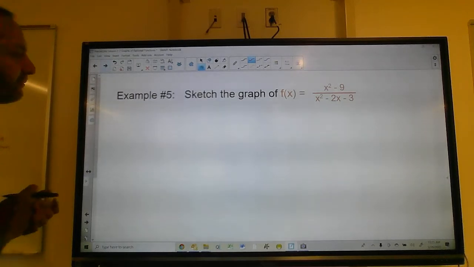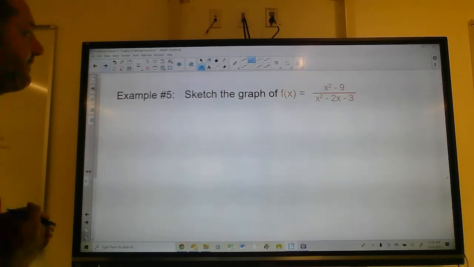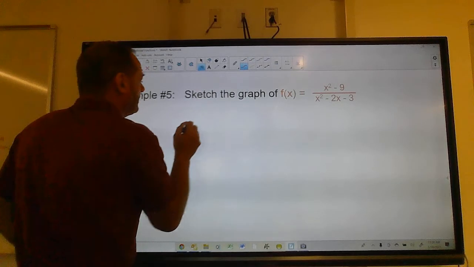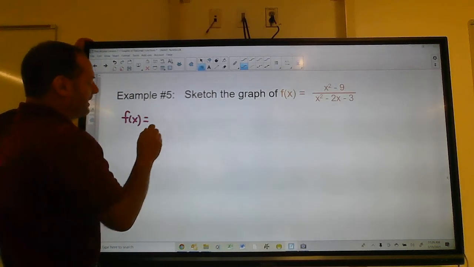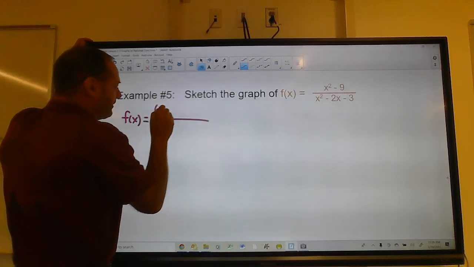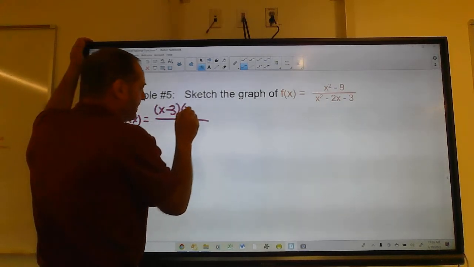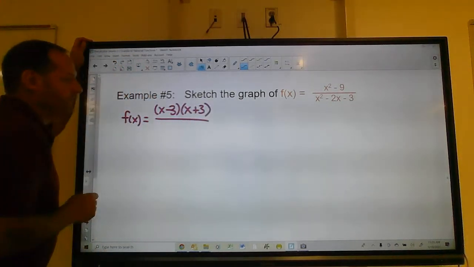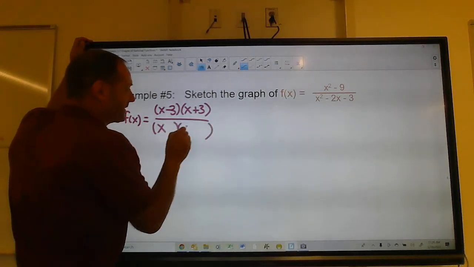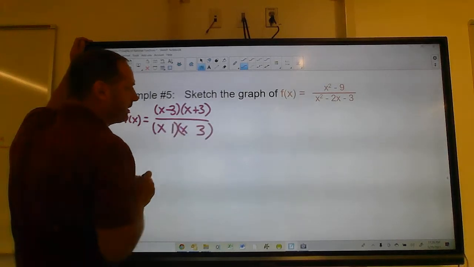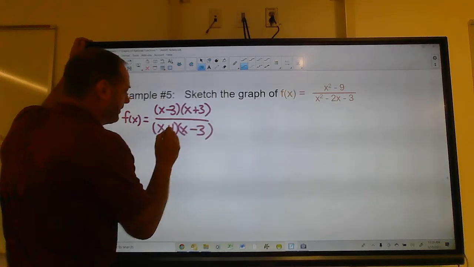All right, let's look at this one. Oh, now with this one, we get to factor the top and the bottom of this thing. So we're going to start out with f of x. Let's see, x squared minus 9. That's a difference of 2 perfect squares. So that's going to factor to x minus 3, x plus 3. And then the bottom, I get an x and an x. I get a 3 and a 1. And I need a negative 3 and a plus 1.